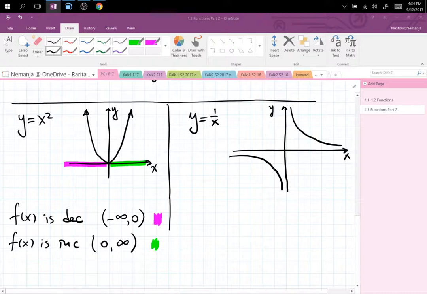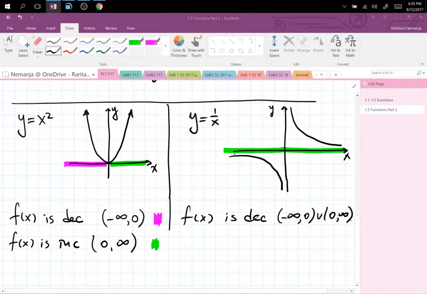All right, so on the other side, what do we have? They're both decreasing. Very good. So on the other side, I have that f of x is decreasing on negative infinity to 0, union 0 to infinity. Note that I actually have to make this break at 0 because at 0 the function does not exist. 0 is not in the domain because I can't plug 0 in the equation and compute. 1 divided by 0 does not exist.